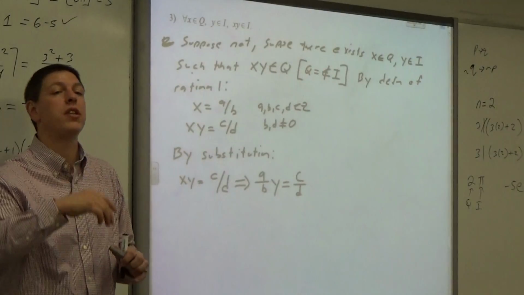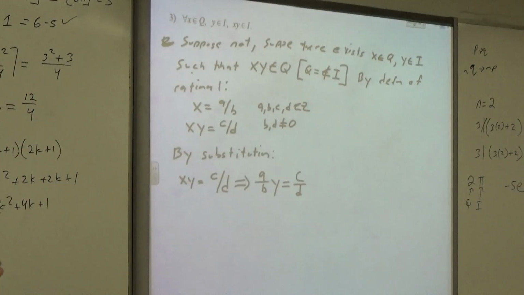Okay, maybe I just didn't say the question correctly. Okay. So how does that help us? Or maybe it doesn't help us. So, anybody have a suggestion to perhaps how we can encounter a contradiction? We could solve for y. We could solve for y, right?